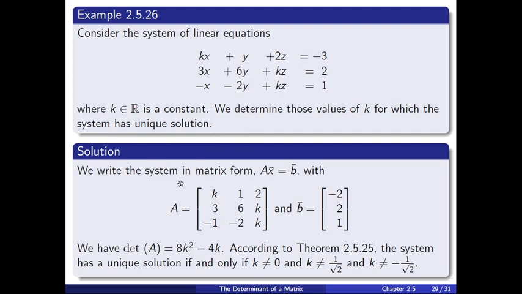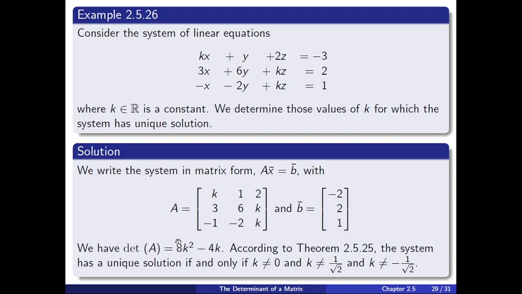Right, so we write our system in matrix form, where A is the coefficient matrix and B is the column vector with entries of the right hand side of our system. Now we can calculate the determinant of A, and that is equal to 8k squared minus 4k. So for the system to have a unique solution, we know from theorem 2.5.25 that the determinant is not supposed to be equal to 0.